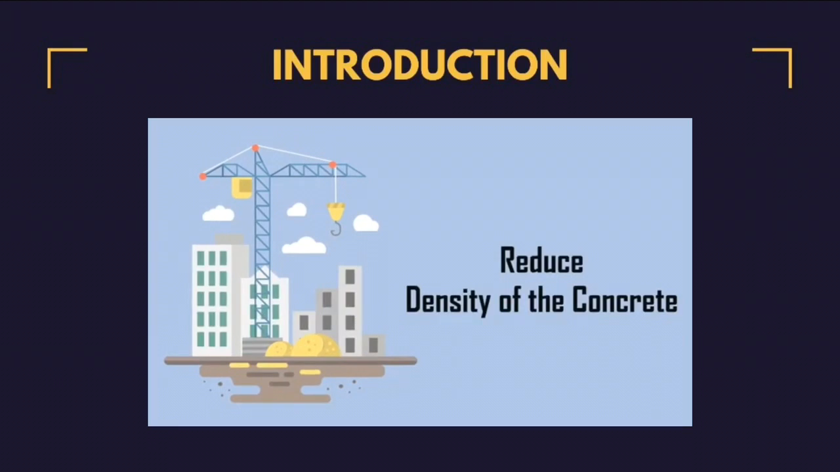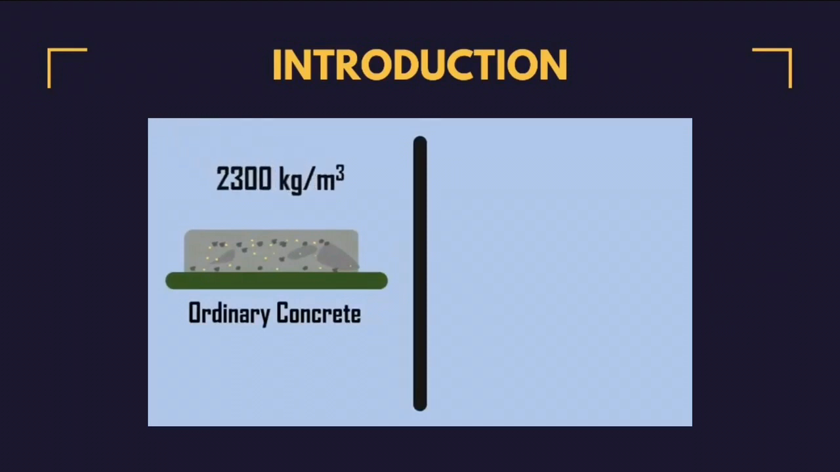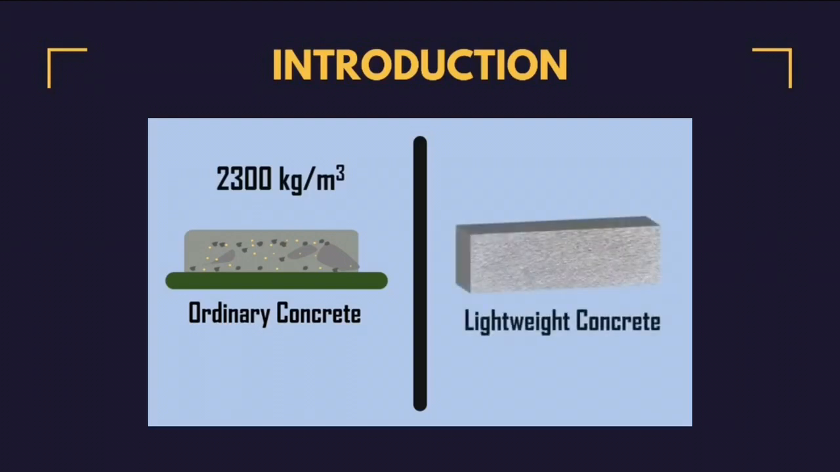Lightweight concrete is commonly used in the construction industry, where it is important to reduce the density of the concrete. Ordinary concrete is quite heavy, with a density of about 2,300 kg per cubic meter, whereas the density of lightweight concrete is less than 1,840 kg per cubic meter.